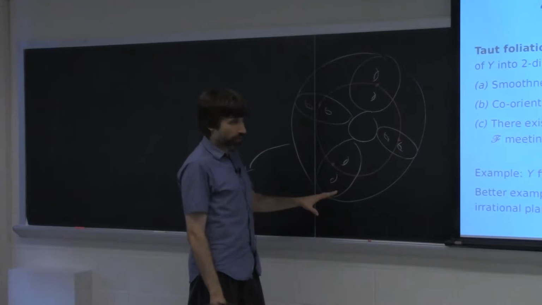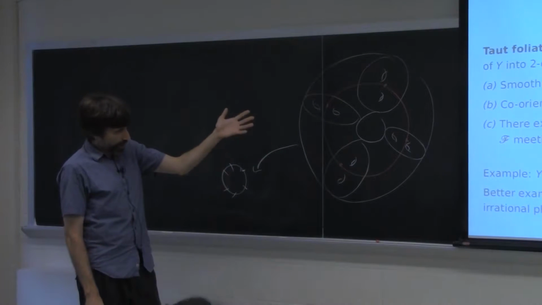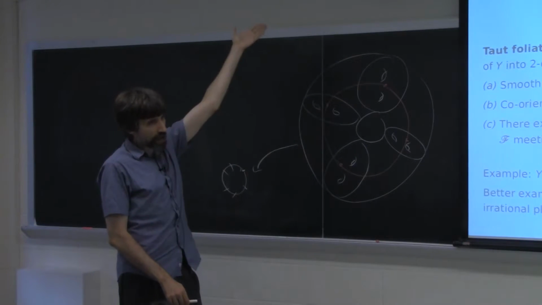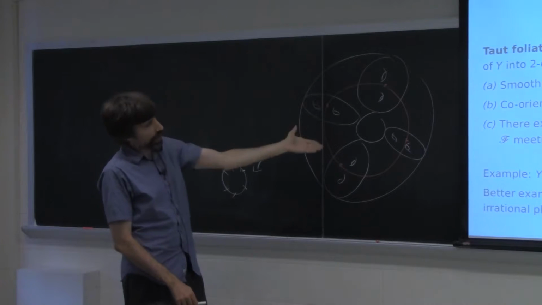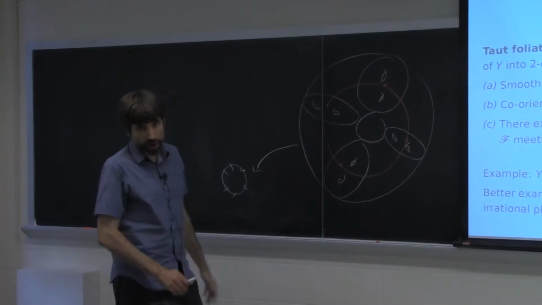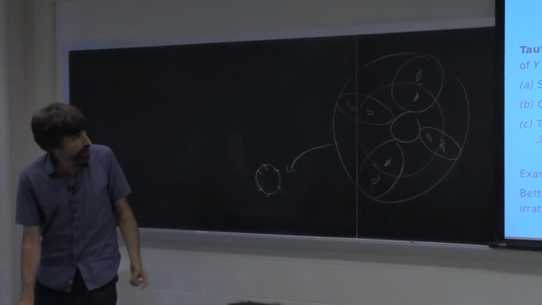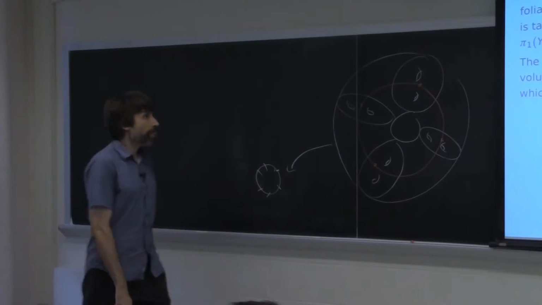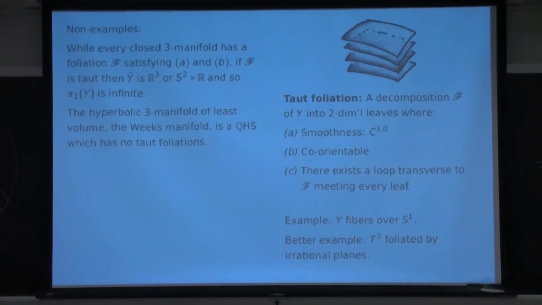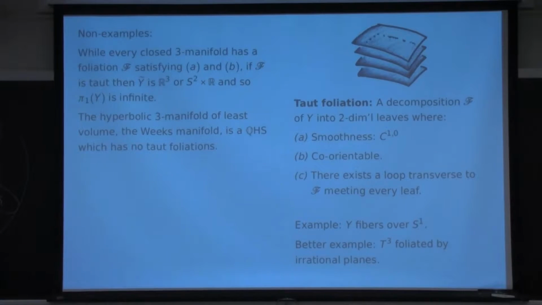So most of the taut foliations we'll encounter today are closer to something like this. If you take the three-dimensional torus, thinking of it as the quotient of R3 by Z3, if you take a plane of irrational slope and all its parallel translates, that's preserved by the deck group and folds down to a foliation of your three-dimensional torus where every leaf is dense. And that's a much better example, but harder to describe. So as I said, every closed three-manifold has a foliation satisfying A and B. One way to prove this is to use the fact that the mapping class group is finitely generated by Dehn twists, random aside.